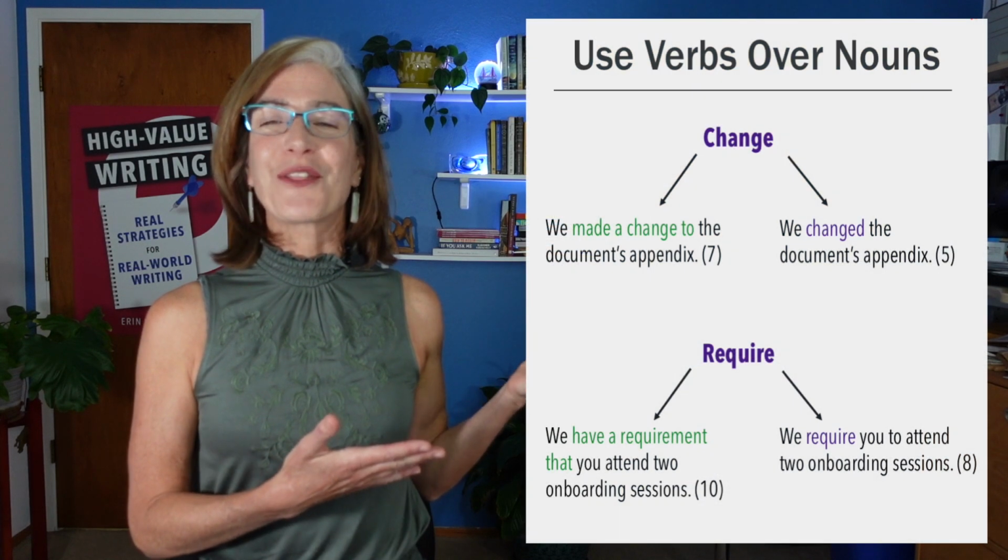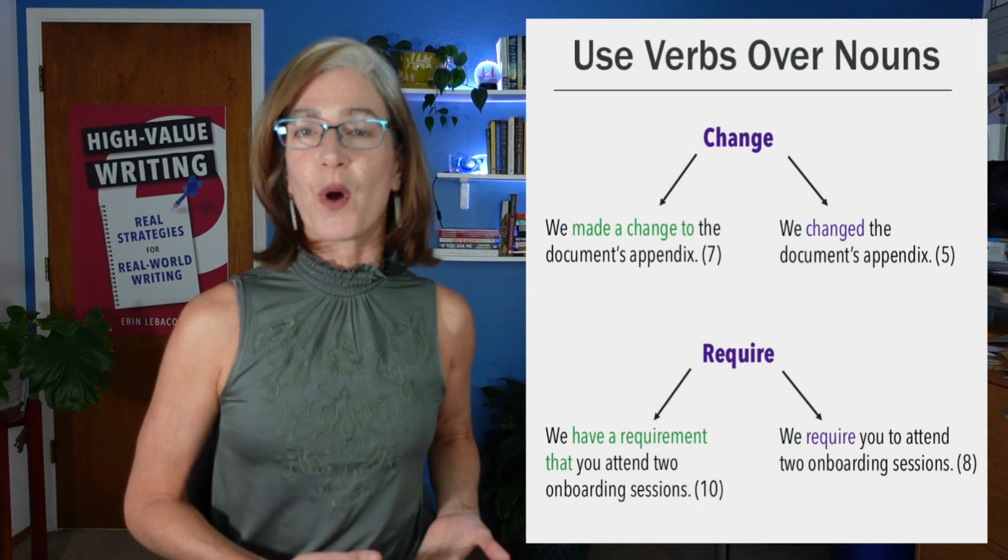All right, so many words in English can be represented through either a noun or a verb version. Those words will always convey the same general meaning, but they'll do it differently. And it turns out the verbs will provide that information right away without requiring any extra words or fluff, whereas the nouns are going to bring fluff with them. So we'll look at this idea through the examples of change and require.